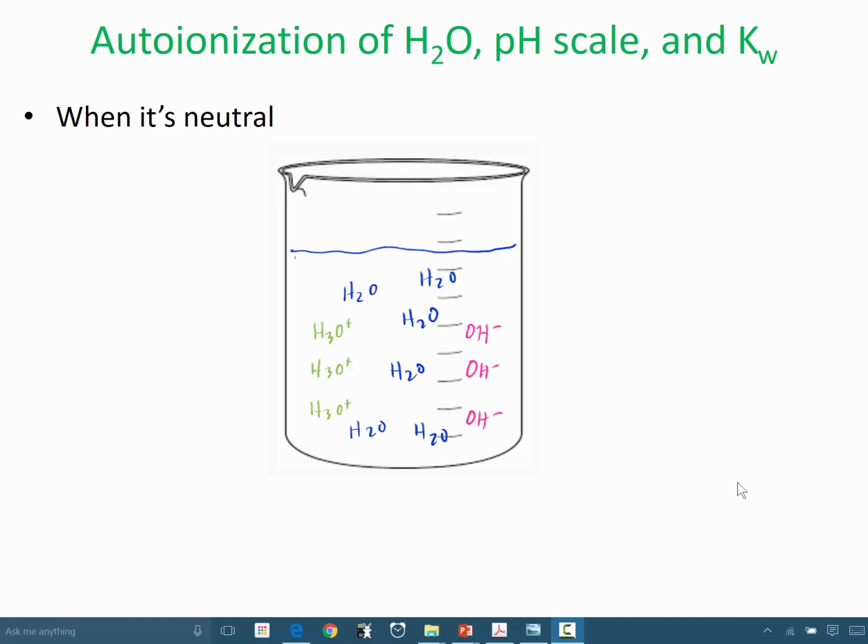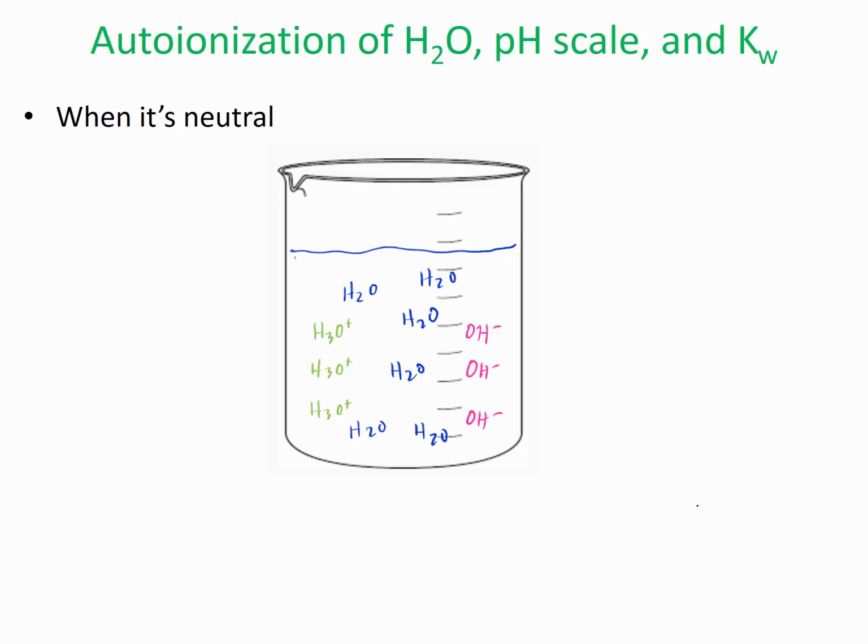Okay, in this video, we'll be going over the pH scale and Kw and the autoionization of water. I'm going to take a little bit of a different take on this and show a molecular view of what happens when you add an acid or a base to water. So first of all, when water is neutral, we have the autoionization of water. So it actually does this.